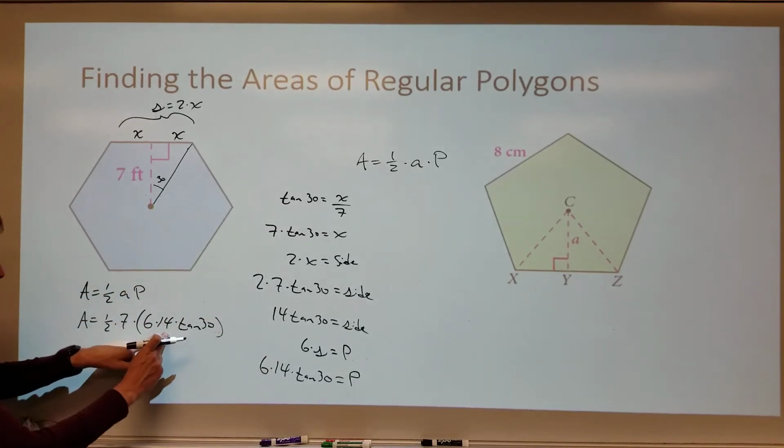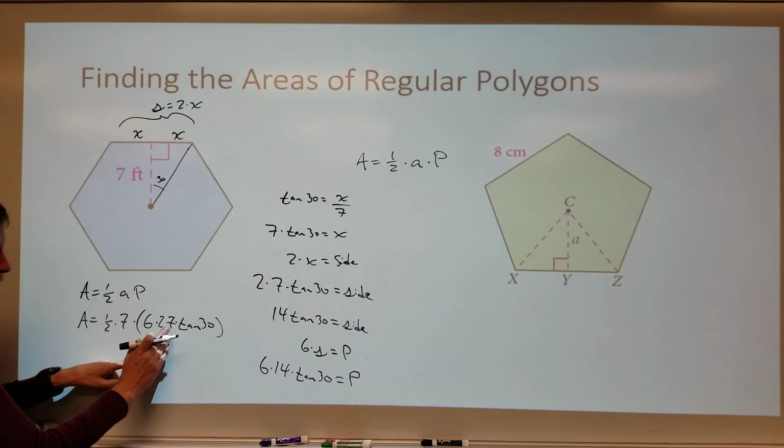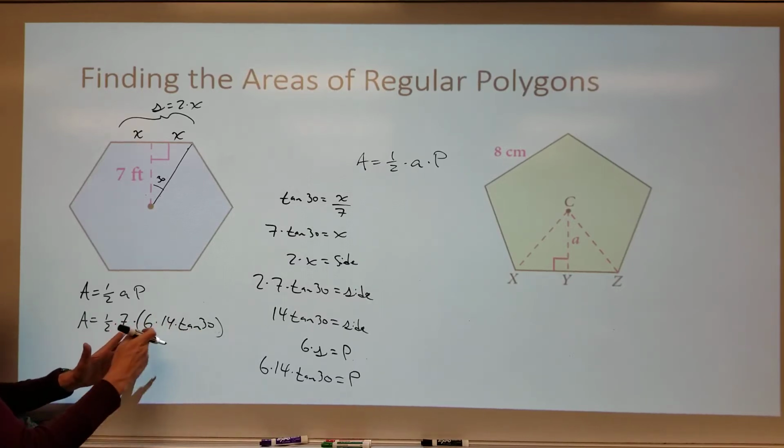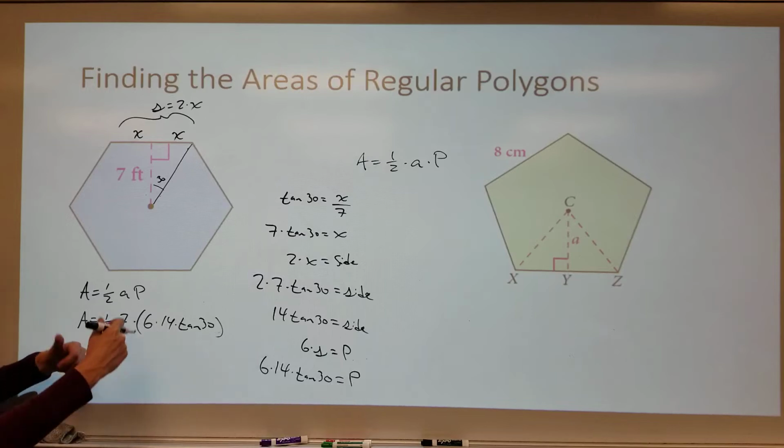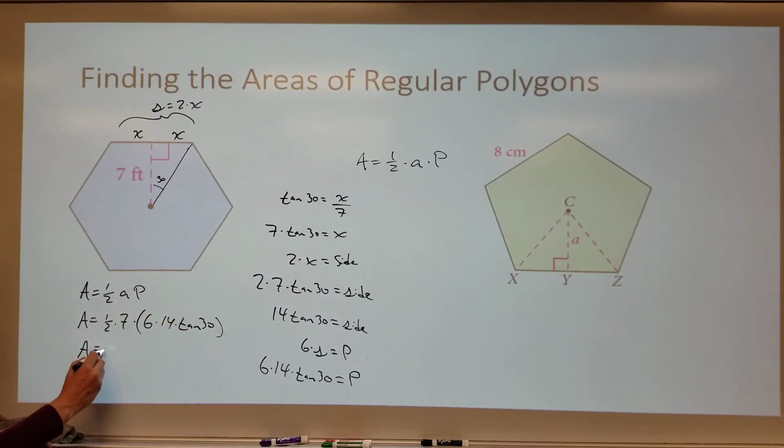So if this 14, that 2 times 7, bugs you, you can do 6 times 2 times 7. Or you can do 6 times 14. Or you can actually multiply 6 times 14 and get your 84 times the tangent of 30. But I think it's valuable to just write this as is. And now we can just type this whole thing into our calculator as needed. 1/2 times 7 times 6 times 14 times the tangent of 30 degrees is going to give us our area.